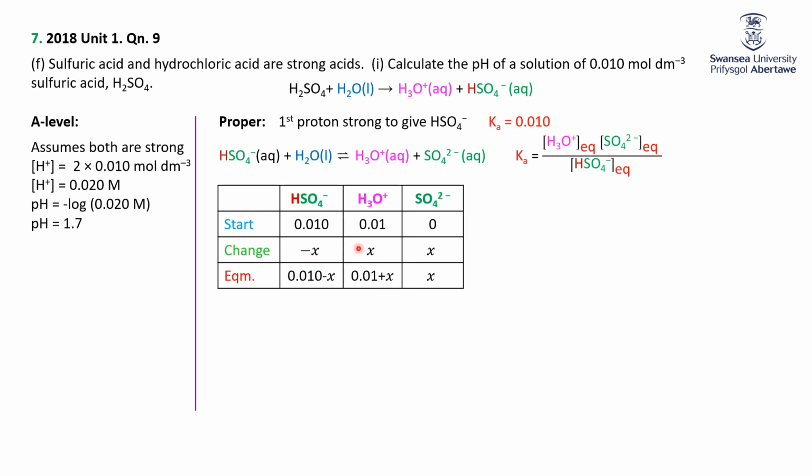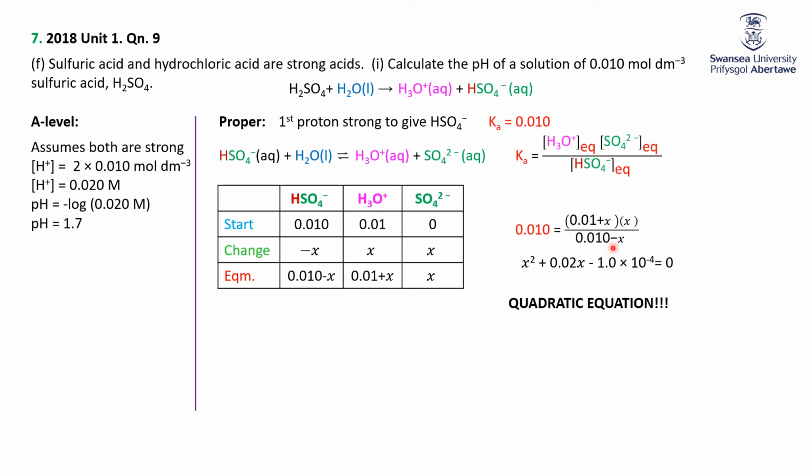Change line as usual: minus x, plus x, and plus x. At equilibrium, 0.01 minus x, 0.01 plus x, and x. Pop that into the expression together with the fact that Ka is 0.01, and we get this. Now at this point, there is no way that we can say that x is small. We can't eliminate x at all because this is not a terribly teeny Ka like in the last one, which means we have to solve a quadratic equation.